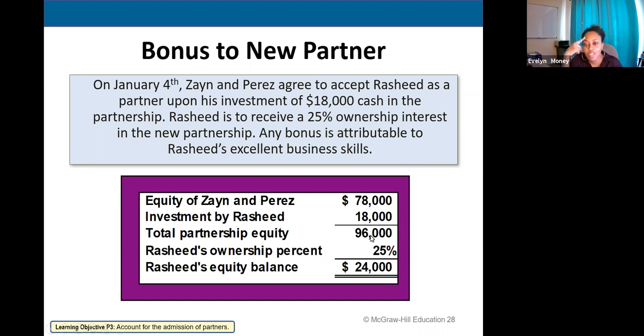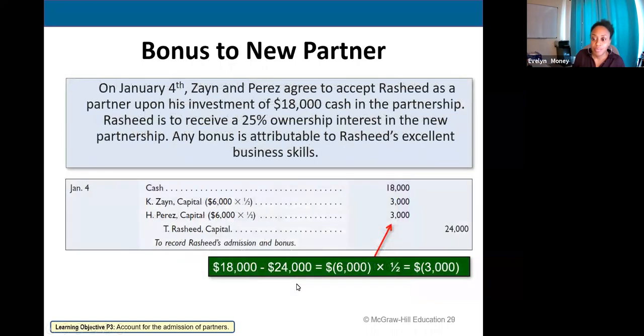But wait a minute again, because we only asked Rashid to bring in 18, and we gave him a capital balance of 24. That means that those old partners paid a bonus in the amount of the difference between this 24 and 18. If I can subtract today, that is $6,000. That bonus is being paid to Rashid.